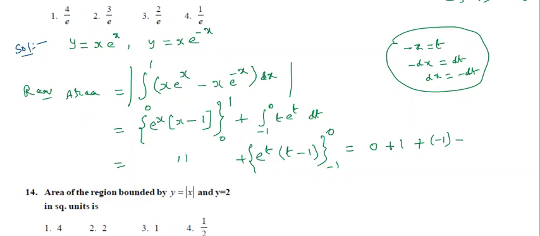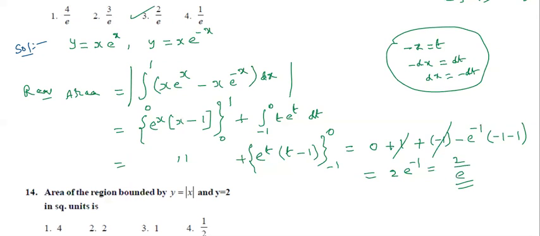Minus, substitute lower limit, you will get e power minus 1, minus 1, minus 1. Okay, these two cancel. So this is minus 1, minus 1, minus 2. Minus into minus, plus 2 into e power minus 1. That is, we are getting 2 by e. Students, all of you understood? Now which option is correct?